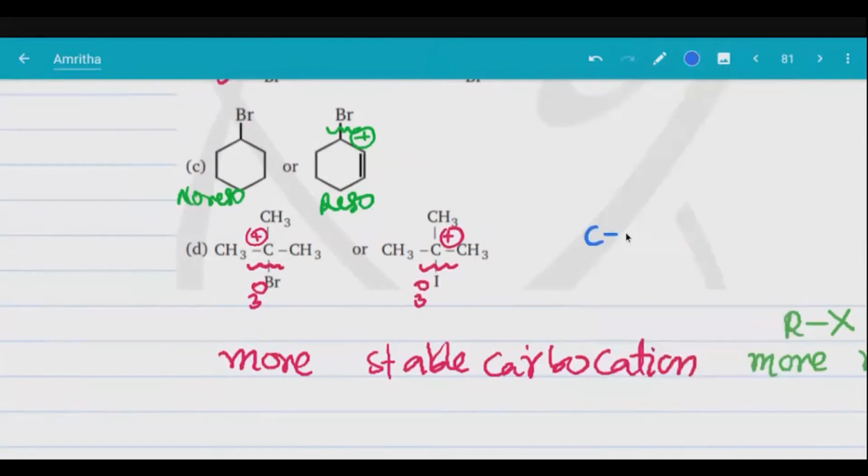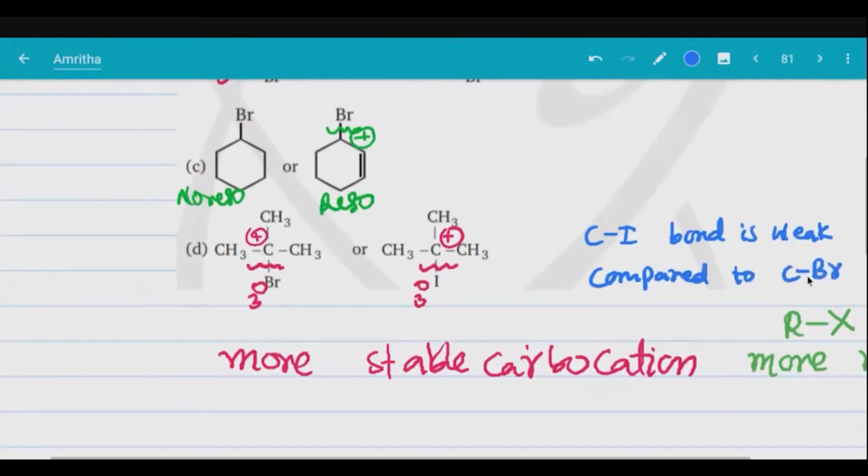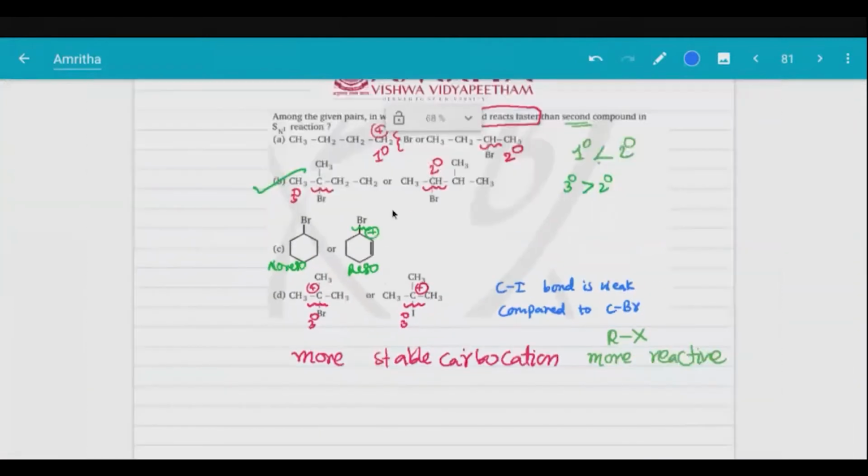The C-I bond is weak compared to C-Br. We are comparing only these two, C-Br and C-I, not C-O or C-F. The C-I bond is weak, so that reacts faster. Clear? So only one correct option, option B. Any doubts here?